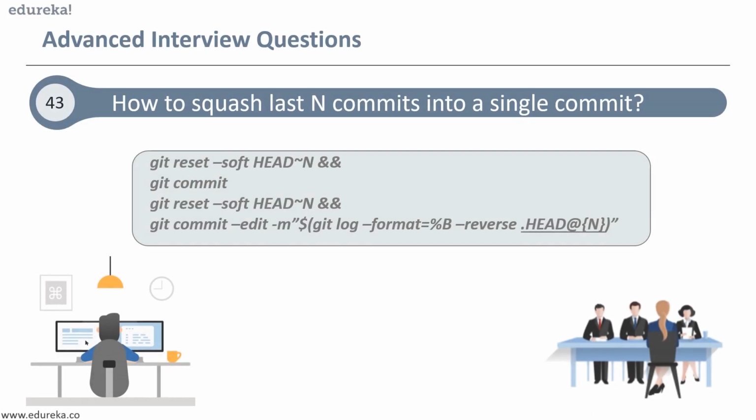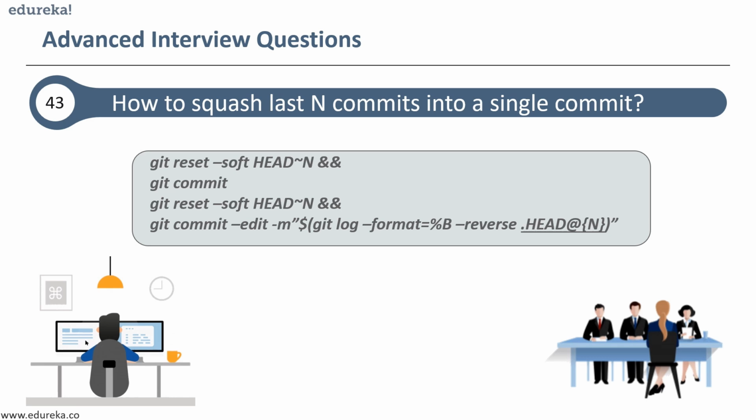The question here is, how to squash the last n commits into a single commit? There are two options to squash the last n commits into a single commit, and you should mention both of these options while answering such questions. In the first option, if you want to write the new commit message from scratch, you should use the following command. As you can see here on the screen, git reset --soft HEAD, and git commit.